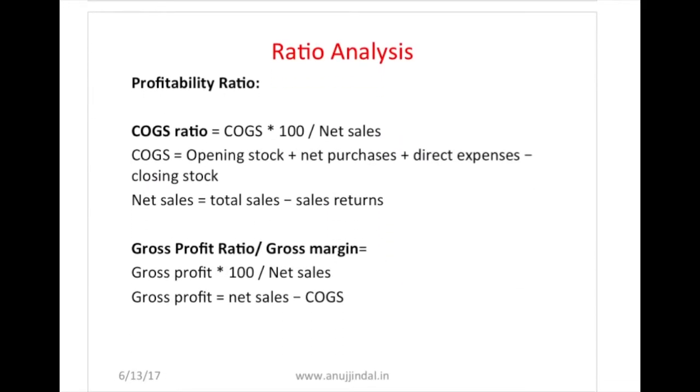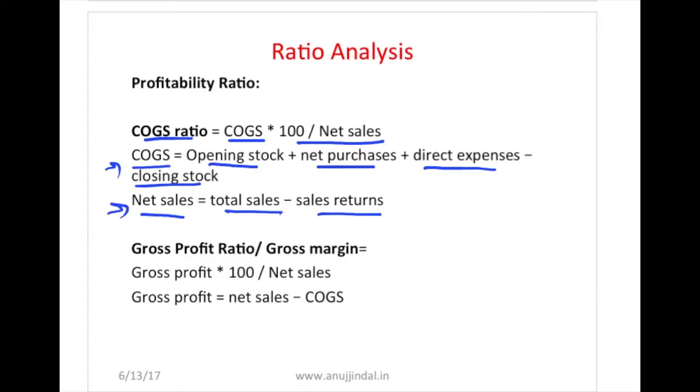Next is profitability ratio. Profitability ratios are the following. First of all, cost of goods sold ratio: cost of goods sold into 100 upon net sales. How to find out cost of goods sold? The formula is opening stock plus net purchases, that is purchases minus purchase returns, plus direct expenses minus closing stock. Net sales, the formula is total sales minus sales returns. So this is how you arrive at the COGS ratio.